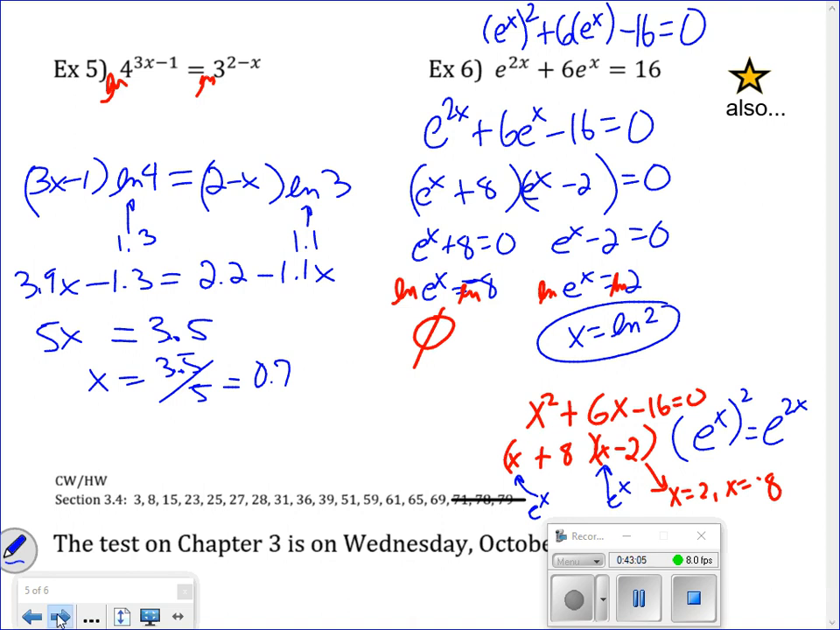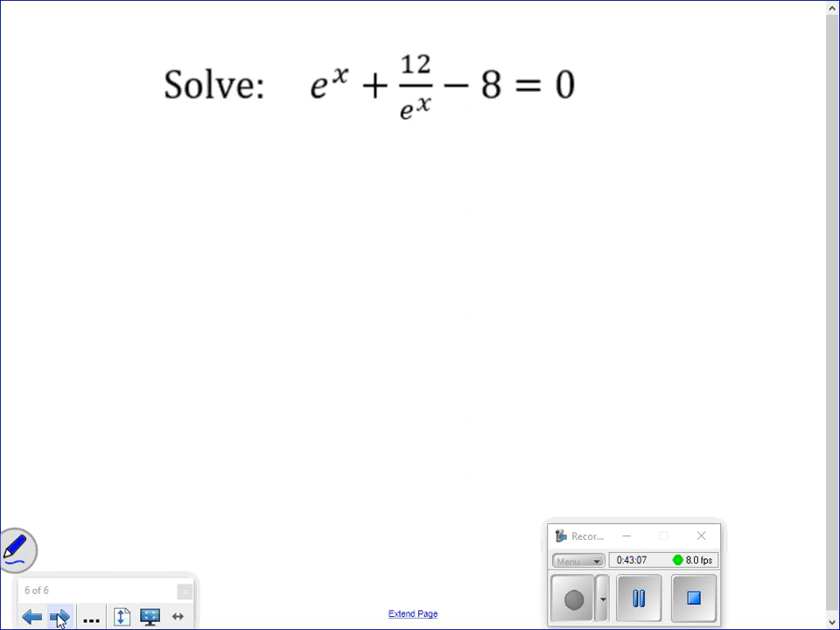I just want to show you one last thing. If you got a question like this, you don't want to solve something with fractions. Could I multiply by something? You don't have to write it down, but just to see. Could I multiply by something to cancel all these fractions out? Can I multiply by e to the x? Is that all right? So e to the x times e to the x becomes e to the 2x, right? This becomes 12, and this becomes minus 8 e to the x.